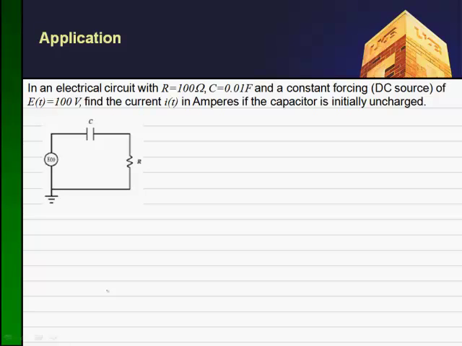Okay, so let's solve the following application. An electrical circuit with a resistance of 100 ohms, a capacitance of 0.01 farads, and a constant forcing of 100 volts. Find the current I of t in amperes if the capacitor is initially uncharged.